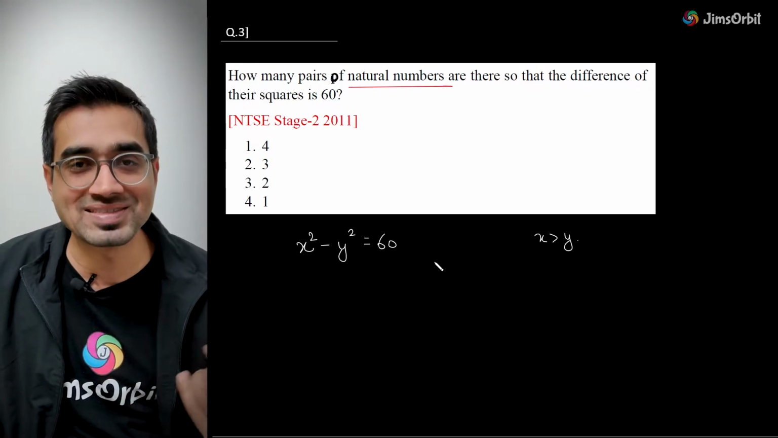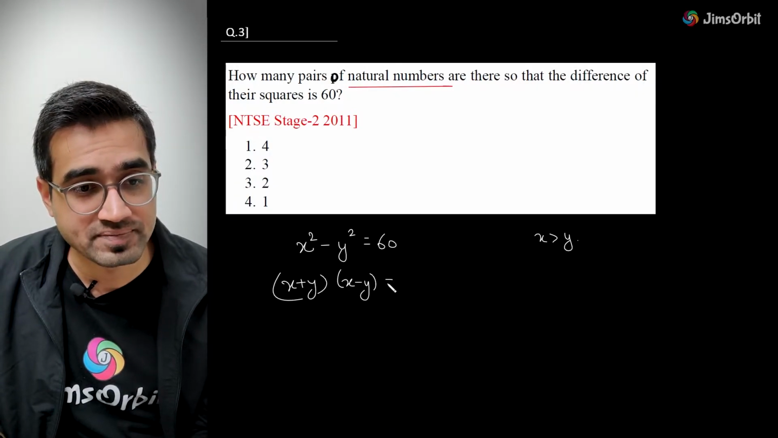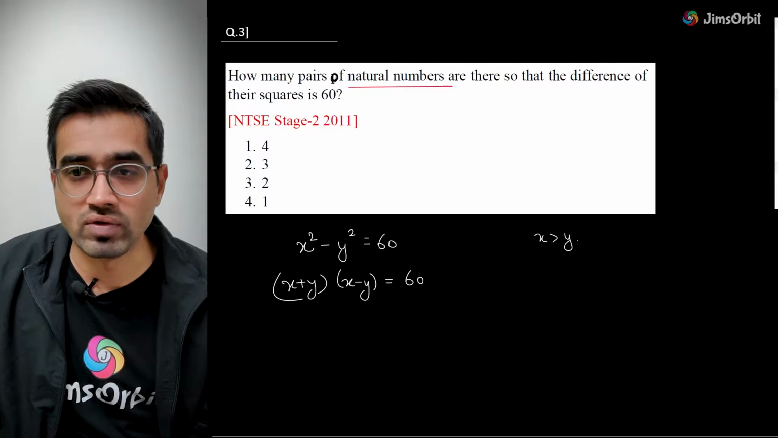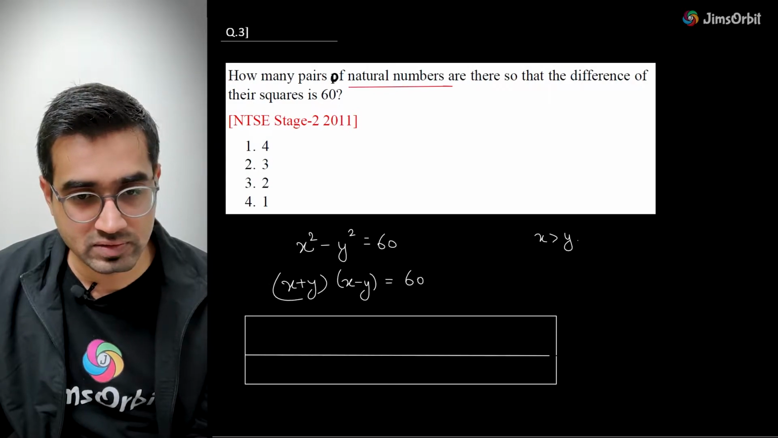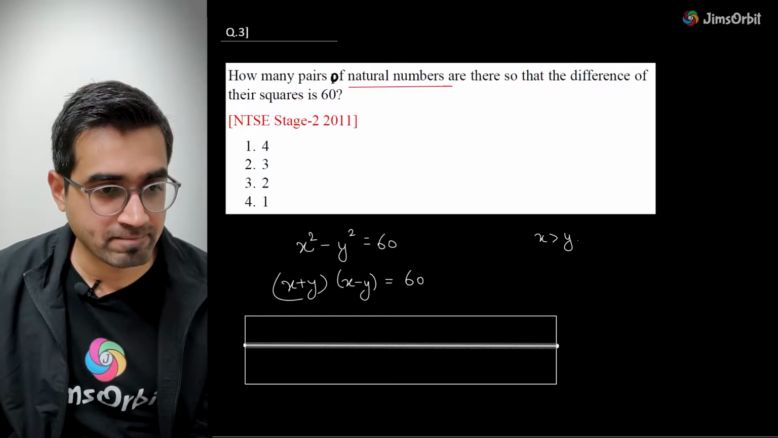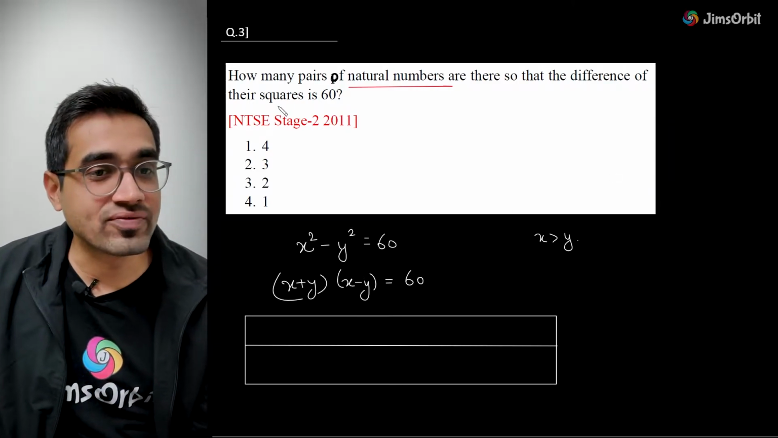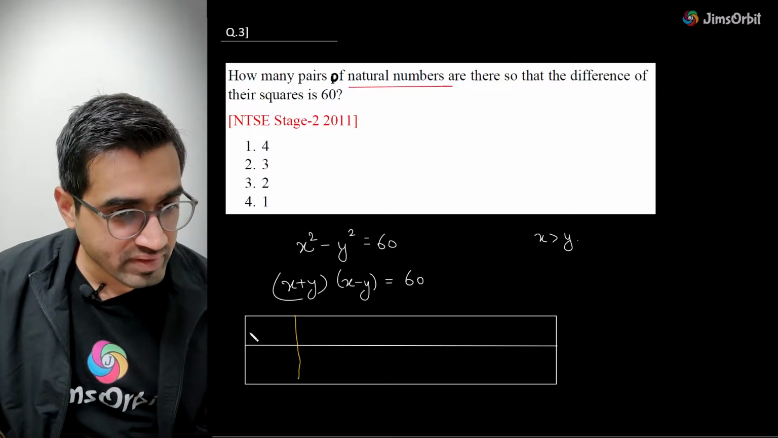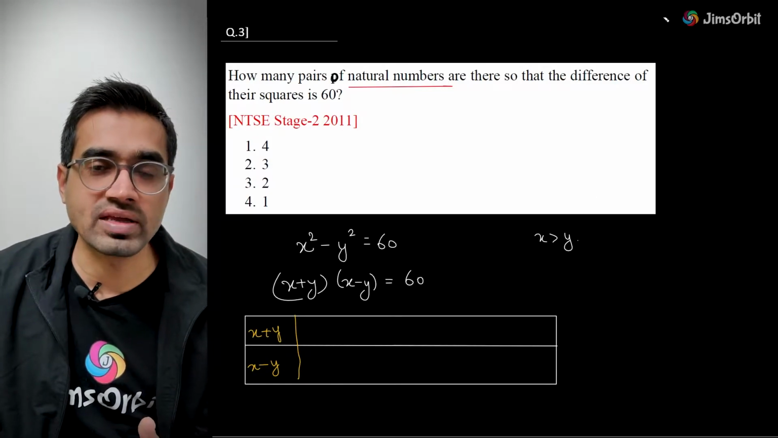Now you need to apply a simple identity which you have read before: x plus y and x minus y. So now you have got two values to solve. Let me make a box for you and bring a very simple way of doing it. So x plus y and x minus y, the product is giving me 60. Now you know what numbers can give me 60.